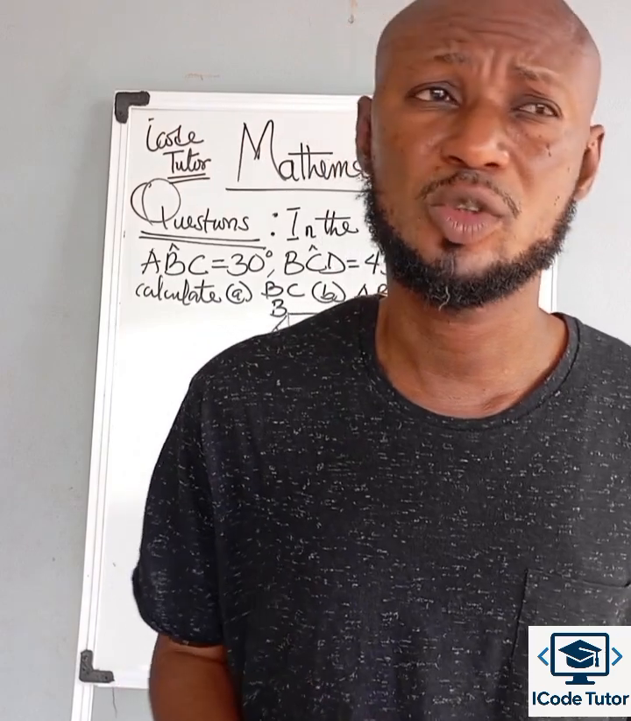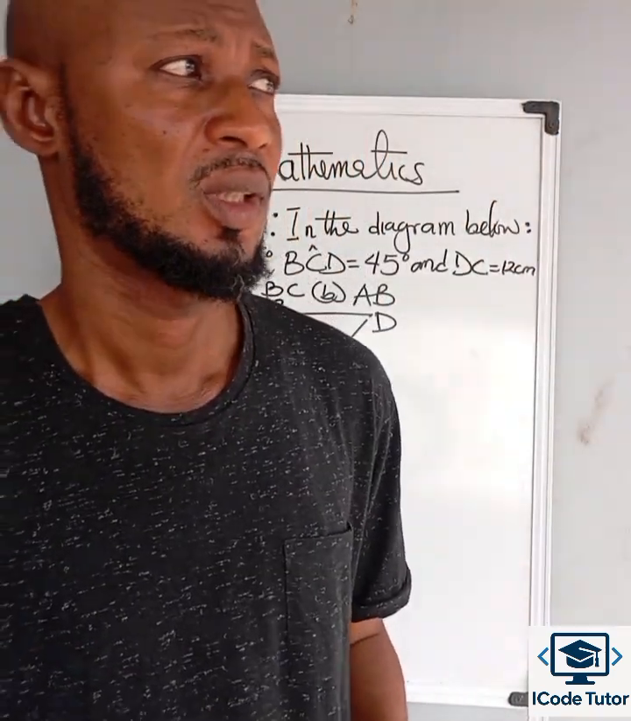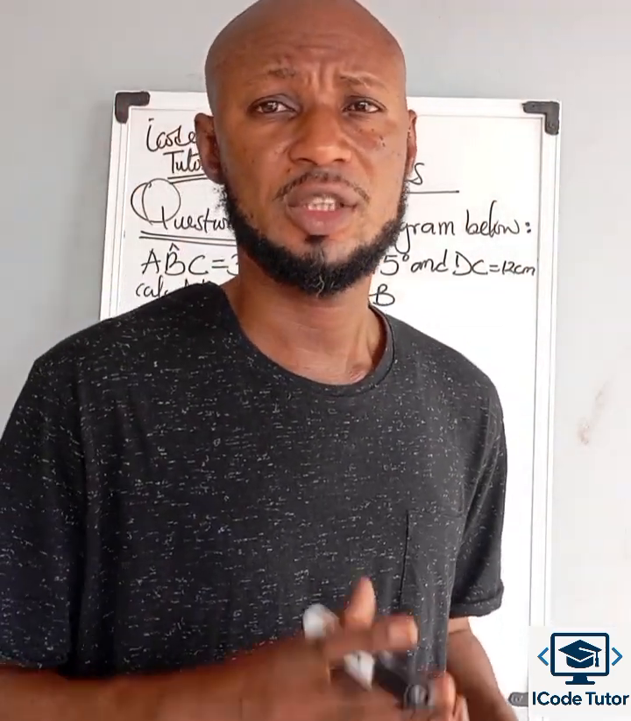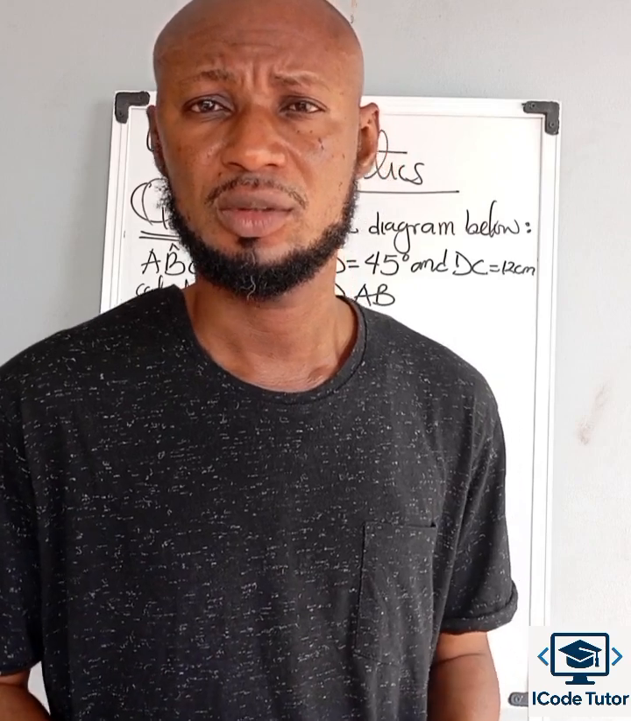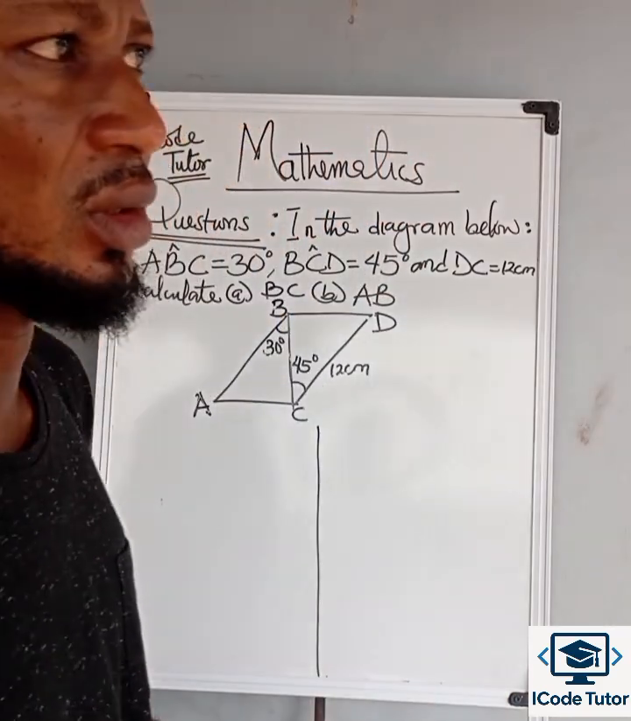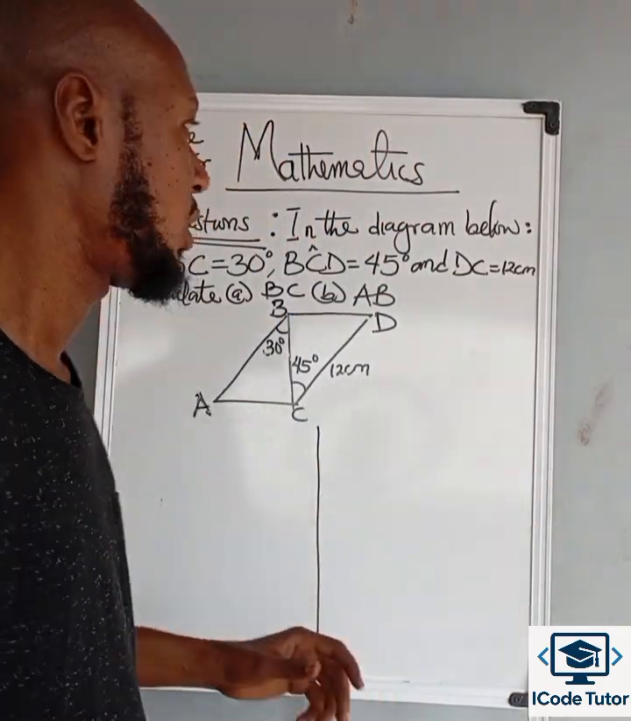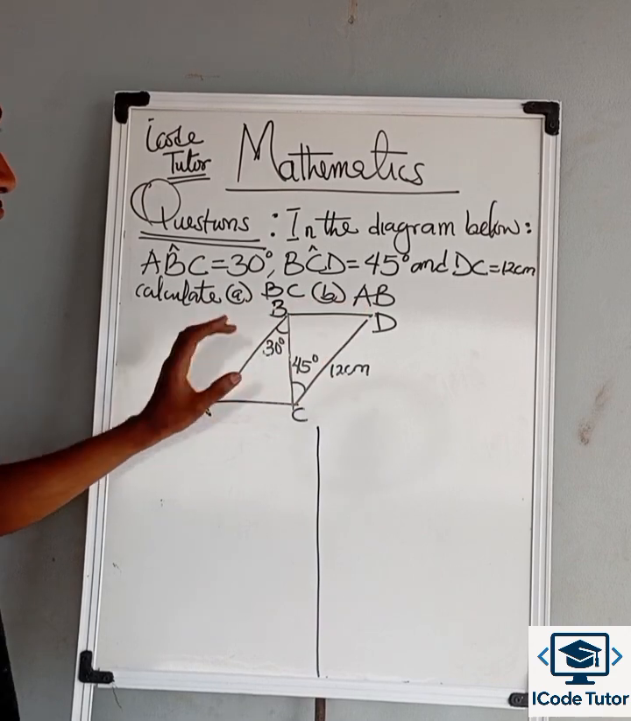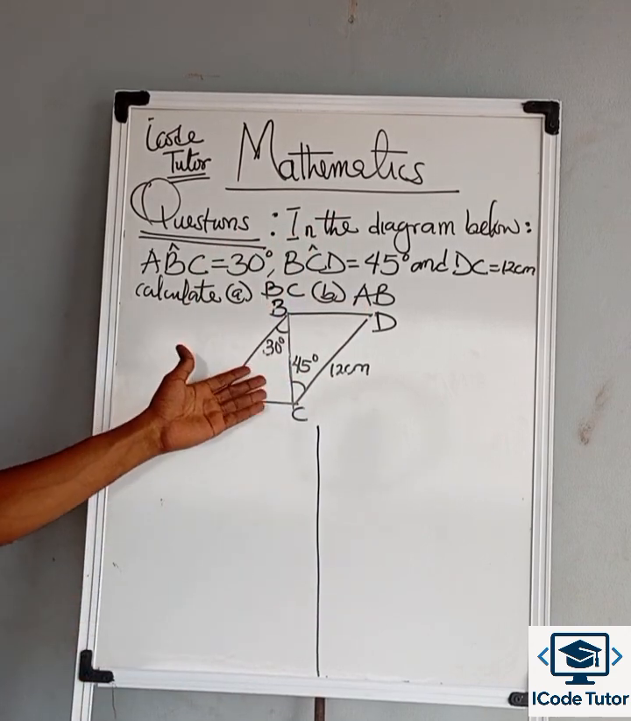From our previous discussion, we discussed something about trigonometric ratio of special angle. But today we are going to be looking at some question under that particular topic. Now, we have been given these two triangles. This is the question.